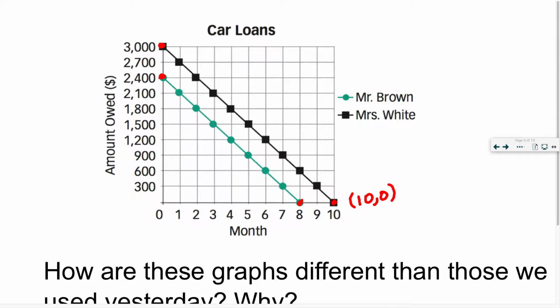So we know that Mr. Brown paid the car off faster. And why did he pay it off faster? Did he pay it off faster because he paid more every month? Because Mrs. White's initial value is higher.